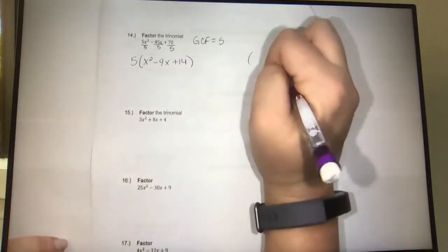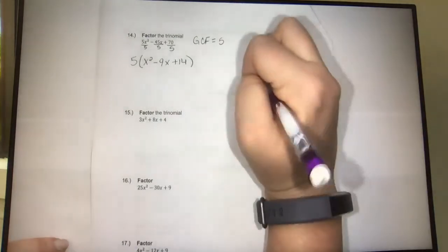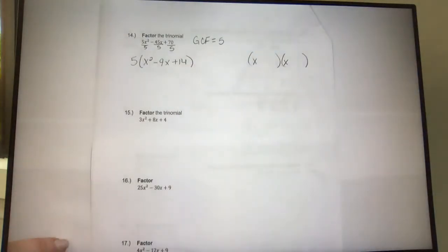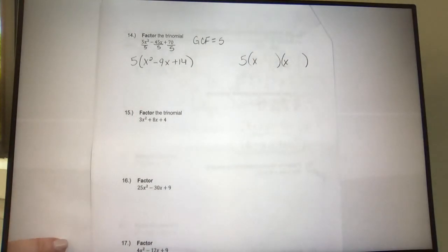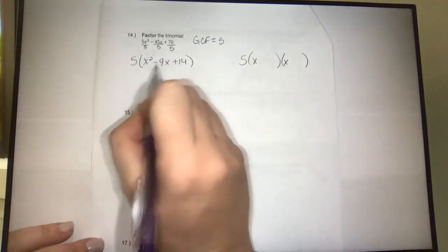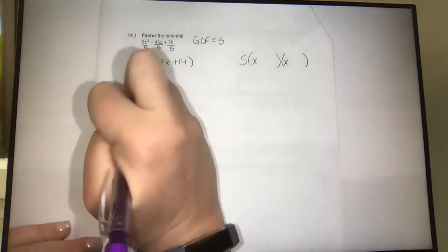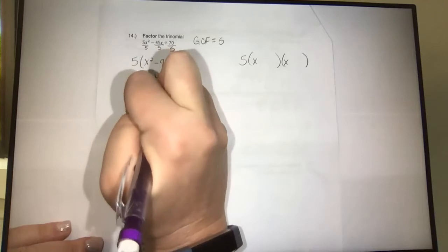Now don't forget your 5. I notice it's a monic, which means I can go ahead and make parentheses with my letter in the front, but don't forget your 5. Don't forget your GCF. It has to be part of your answer. Now I just need those 2 magic numbers that'll give me what I want. I'm going to write everything out.